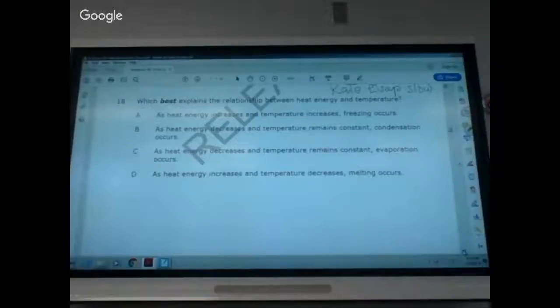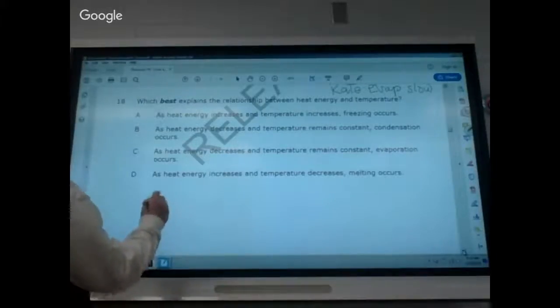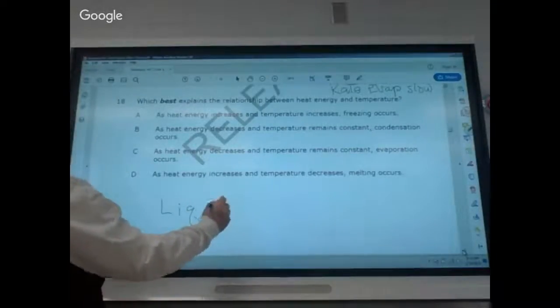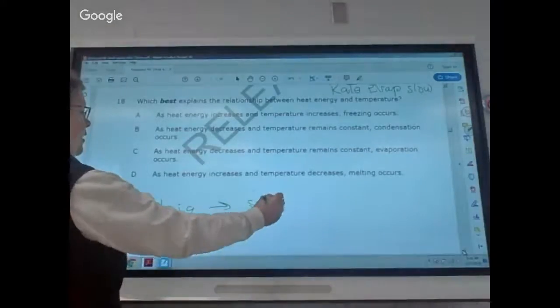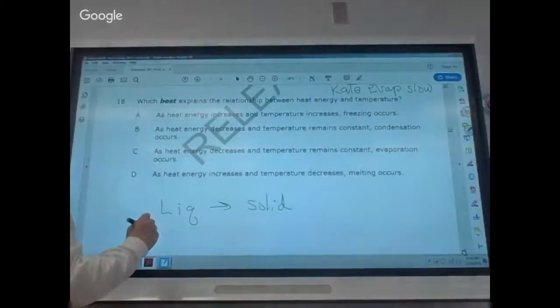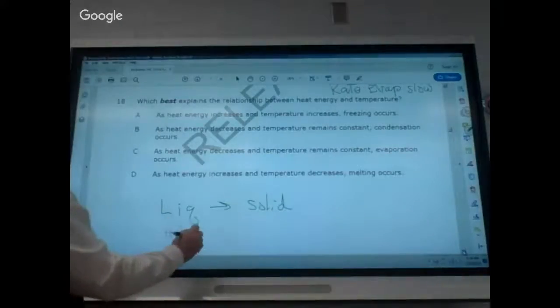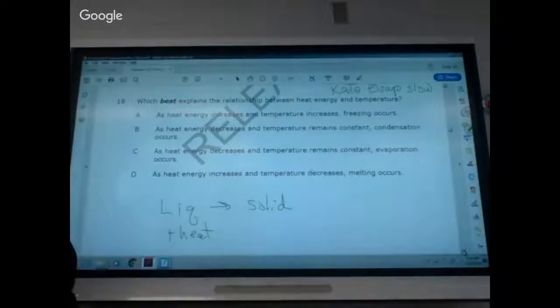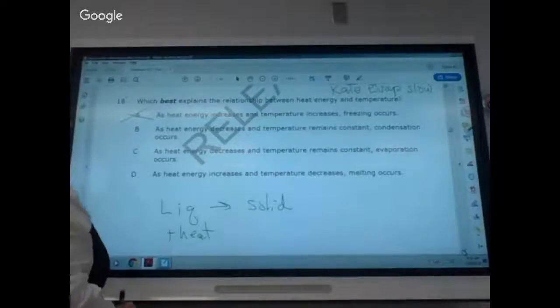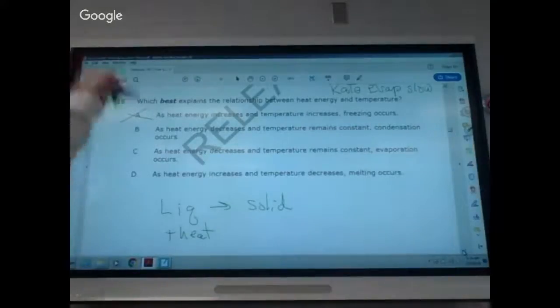So, if we freeze, we change from a liquid to a solid. Can I increase the temperature, meaning, can I add heat here and change into a solid? No. It does not make any sense. Can't do that. I didn't use any scientific knowledge. It just didn't make sense. Okay, we'll go with that.